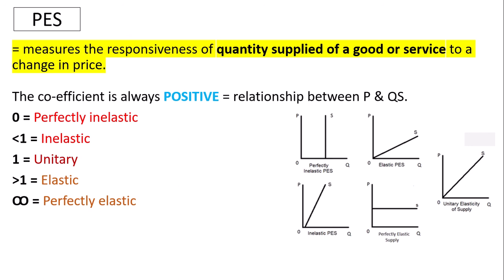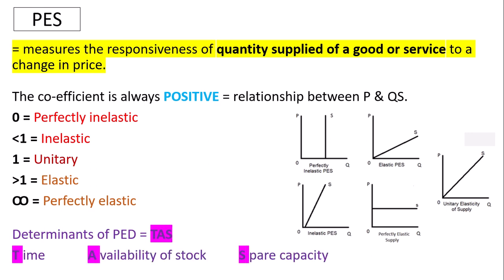Okay, and the final thing that you have to recall about PES are the determinants of PES. So you can pause the video and see if you can identify the determinants of PES. So you should have got TAS. Okay, time, availability of stock, and spare capacity. They are the 3 determinants of PES. Sorry, that should say not PED.